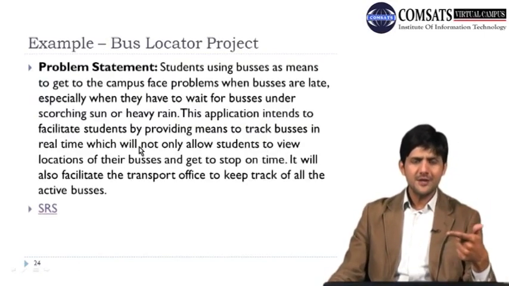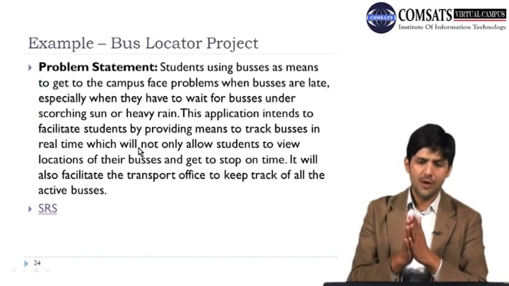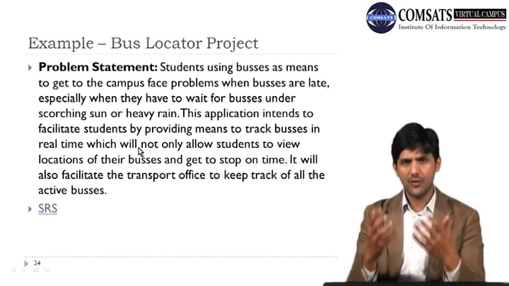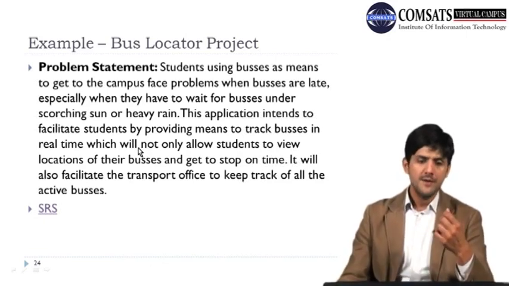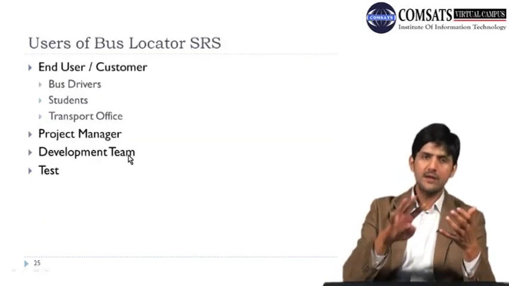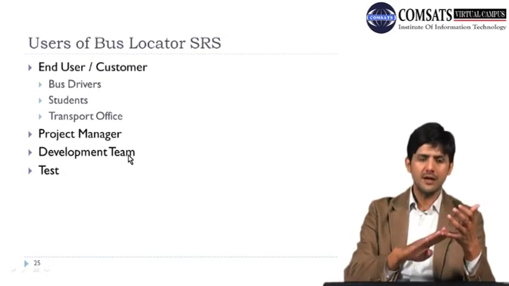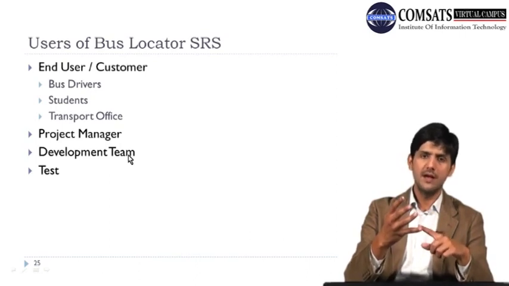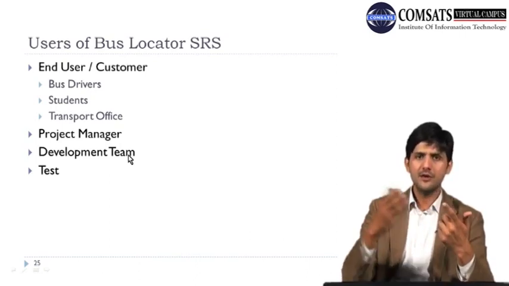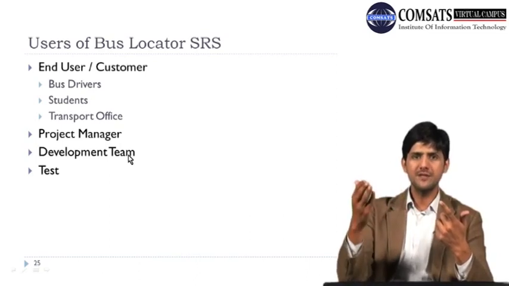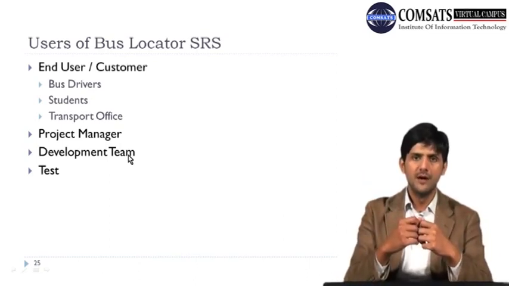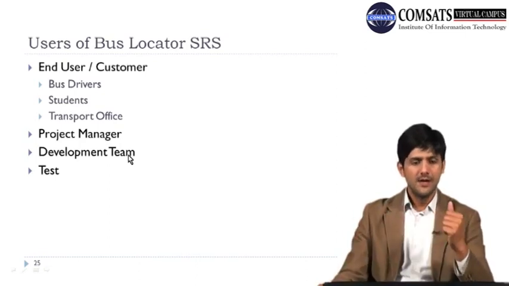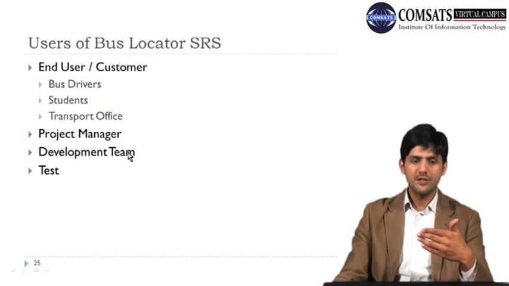When we started our discussion on this example requirements document, I asked you to imagine who the users of the requirements document of the bus locator project are. There are four different kinds of users. We have end users or the client, and among the end users we have bus drivers, students, and the transport office, where multiple transport officers are going to use this document. We have project managers, we have the development team, and we have the testers of the system. So these are the users of the bus locator project.